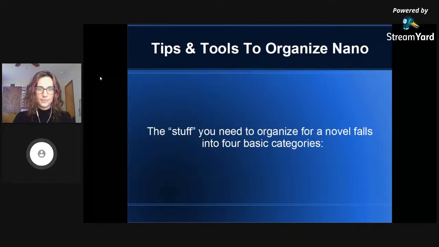So I'm going to go over really quick just categories of stuff that you need to organize when you're writing a novel. Some people do this naturally in their brains. I am not one of those people. I need to put my stuff in order and have systems for my stuff so that when I go back to it, I am not lost. So I've come up with kind of 4 basic categories of the stuff that I organize.